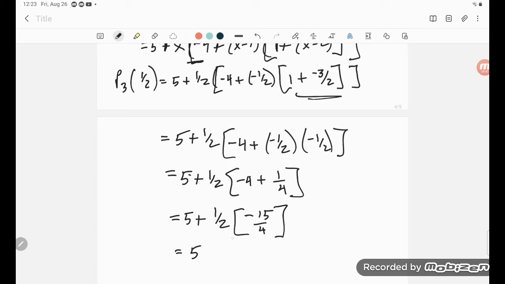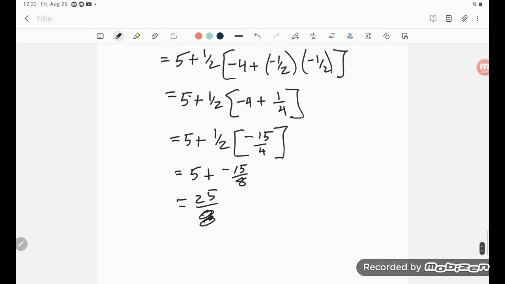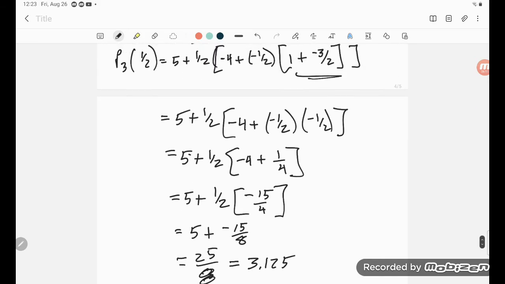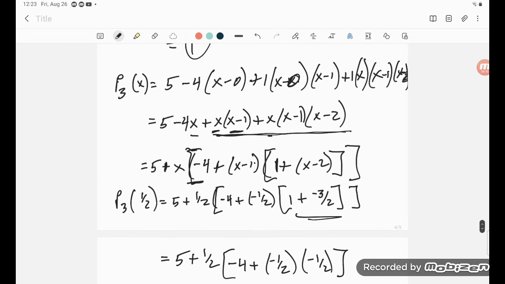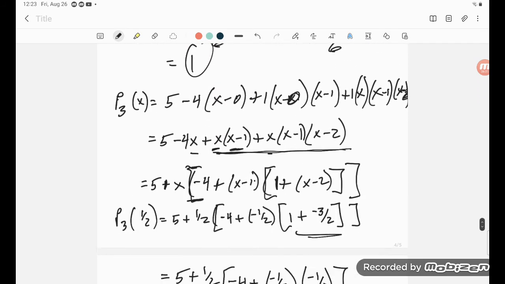And so that's 5 plus minus 15/8. And 5 is 40/8, so we get 25/8. A little more than 3 1/8, or what, 3.125. Okay, and that's what we get for that evaluation. And so, you know, that is an example of using this thing.